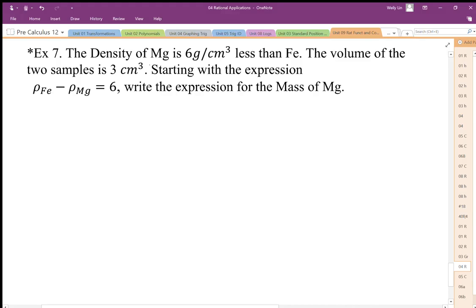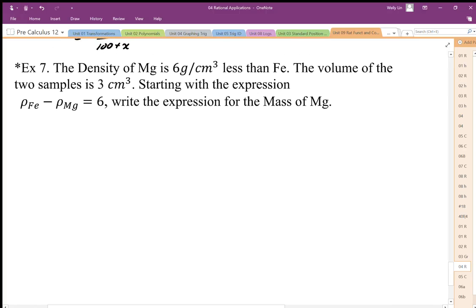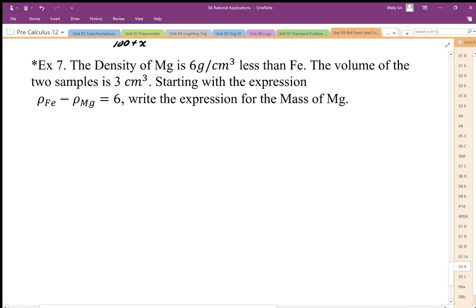So it says here the density of magnesium is 6 grams per centimeter cubed less than iron. So density is a ratio, a rational expression of the mass divided by the volume. And it says here the volume of the two samples is 3 centimeters cubed. So together the total volume is 3 centimeters cubed. You have some magnesium, some iron. And this expression here mirrors this statement.